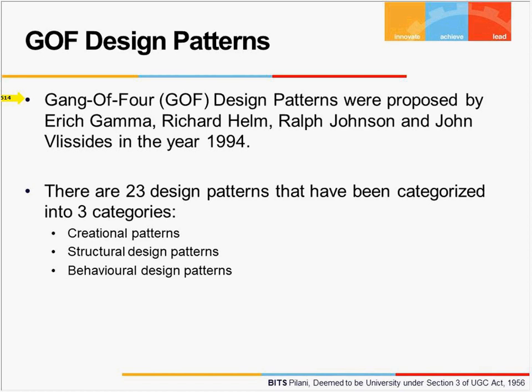The Gang of Four design patterns were proposed by four researchers, and that's the reason they are called the Gang of Four. These four researchers proposed 23 design patterns in 1994, and these have been categorized into three categories: creational patterns, structural design patterns, and behavioral design patterns. We do not have all 23 design patterns in our course; we have around 6 to 7. Three of these we will cover today, and the rest in the next session, which will finish the Gang of Four, and then we'll move ahead with the remaining patterns.